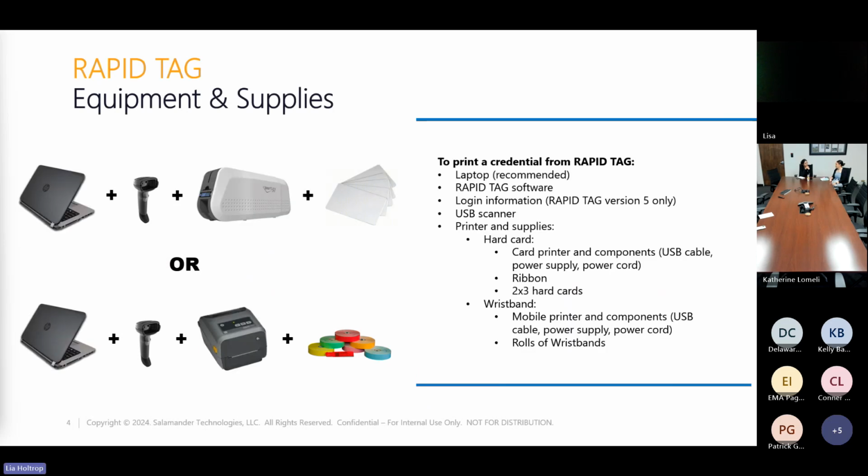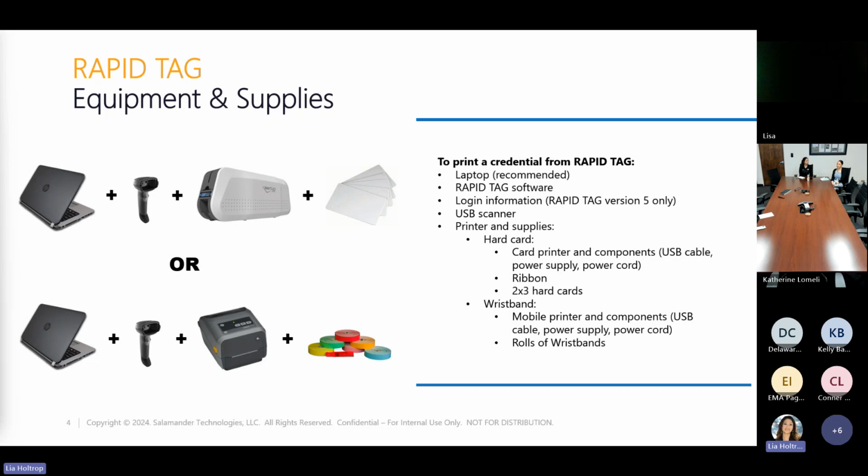So let's talk a little bit about the process here. To print a credential from RAPID TAG, you need to have a laptop with the RAPID TAG software installed. You need your RAPID TAG login if you're using version 5. If you're using version 4 or prior, you do not need a login. You just need the software installed. You want to make sure you have a USB scanner. This is going to allow you to scan those driver's licenses and other IDs. And then you'll need your printer and your printing supplies. Now, the printing software is built into the RAPID TAG software, so there's no additional printing software needed. So once you install RAPID TAG, you'll be able to print.